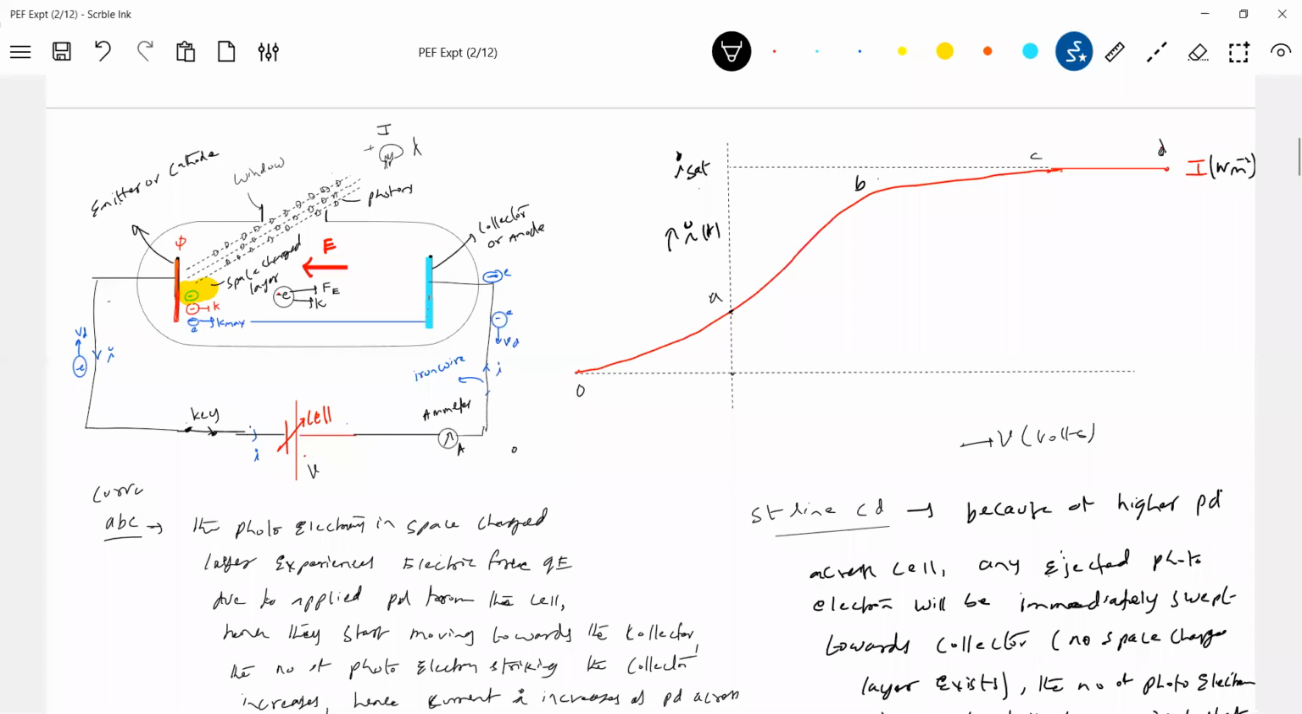Practically we can measure it; the emitter will tell how much. So here, the I saturation formula is: the current should be equal to eta times hc by... What is eta? It is called quantum efficiency. I'll write it here.